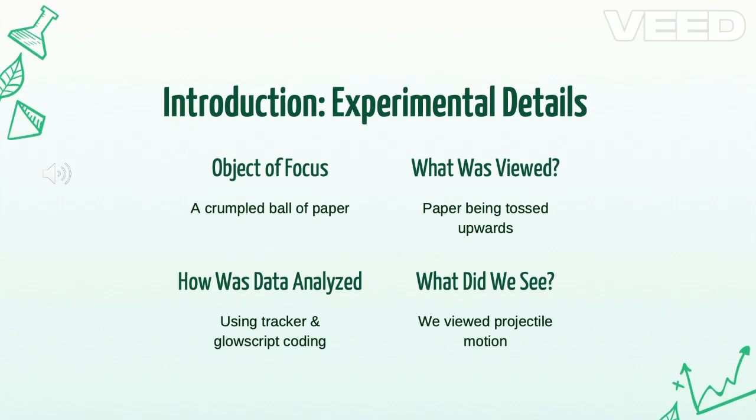Overall, our experimental details include our object of focus, which was a crumpled ball of paper, what was viewed, which was the paper being tossed upwards, how the data was analyzed using Tracker and GlowScript coding, and what we noticed, which was projectile motion.